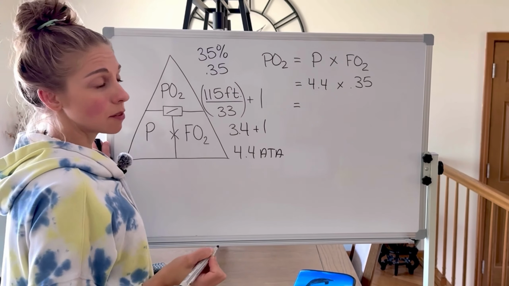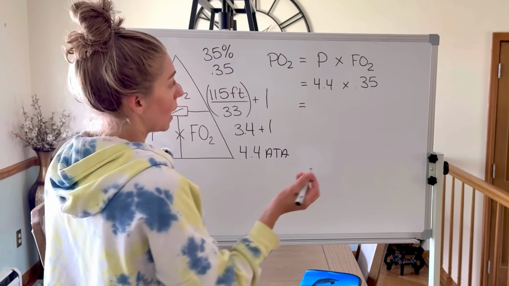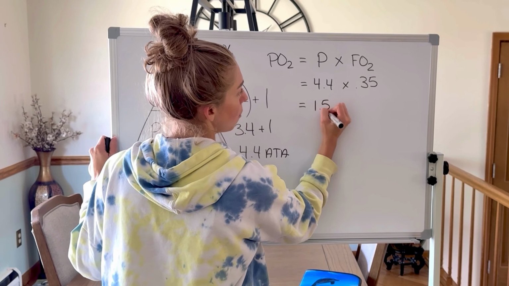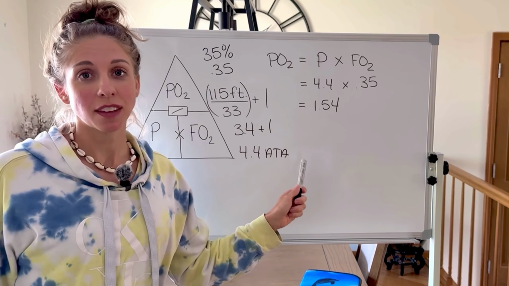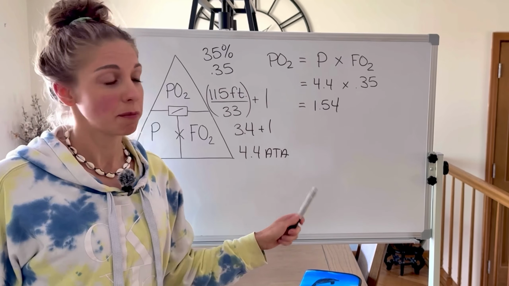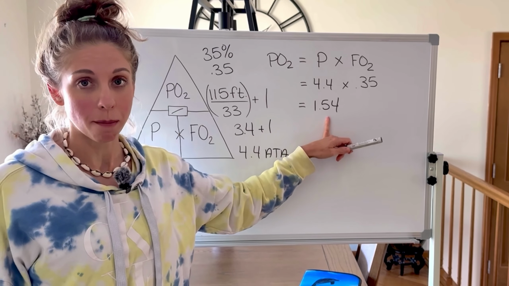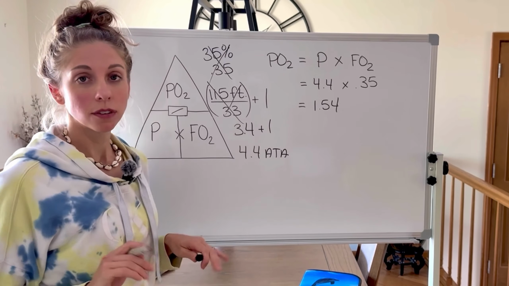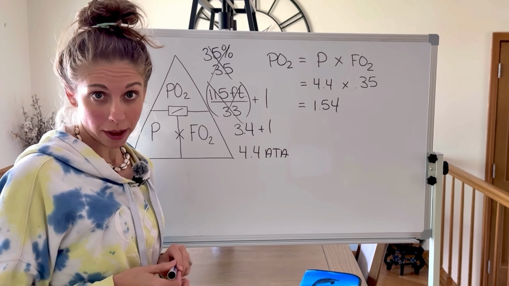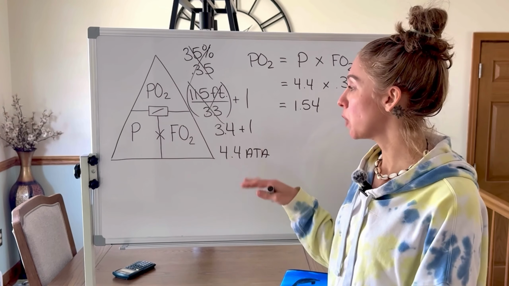Now what does that give us? That's going to give us a partial pressure of 1.54. This is not a safe blend to use at 115 feet because you are well over the 1.4 maximum. So this would be a no-go. Don't do it. A big no-no, okay? Bad news bears. So we'll do one more example.